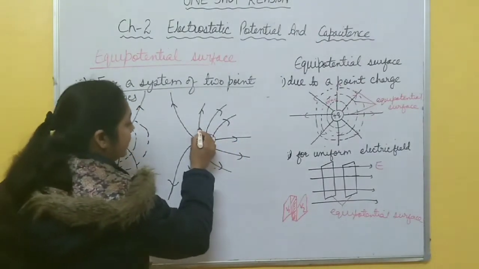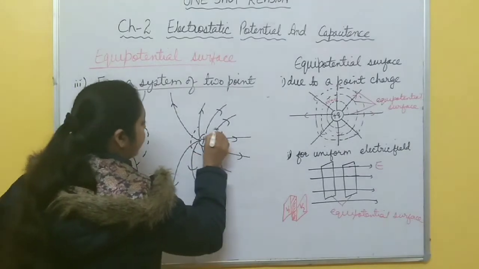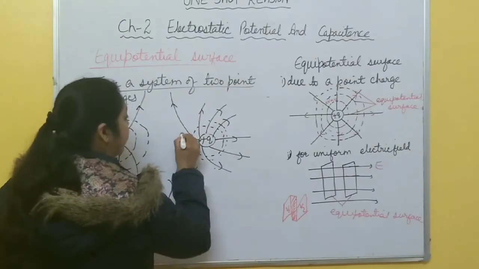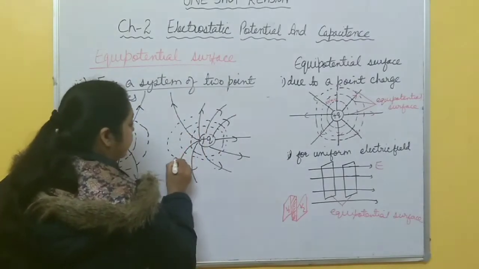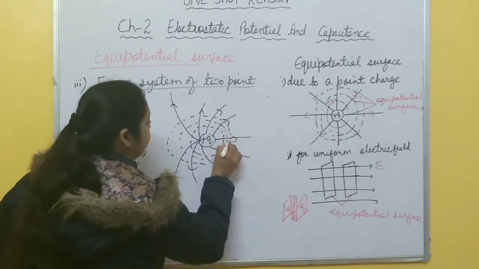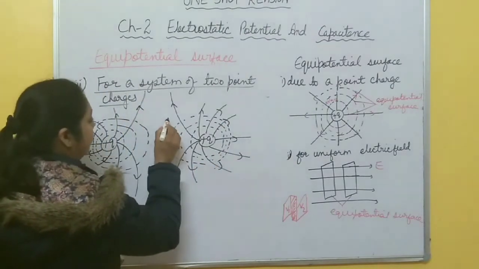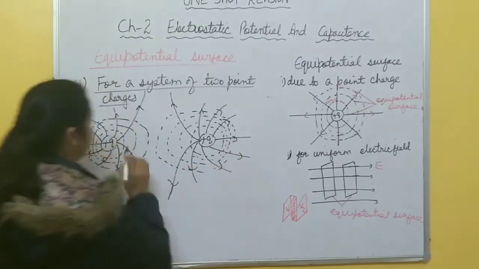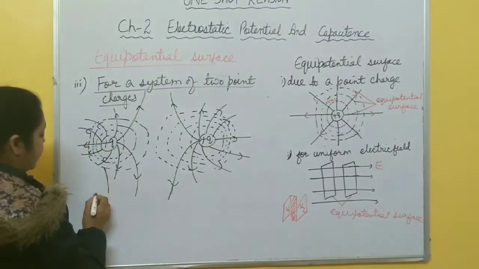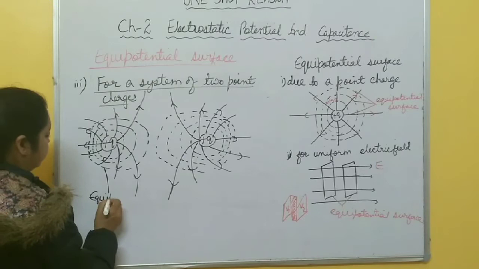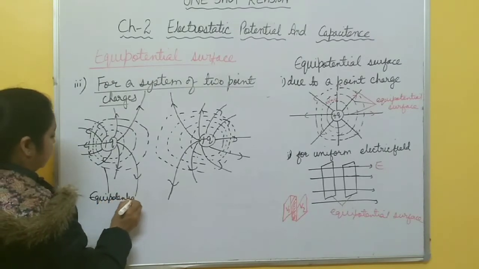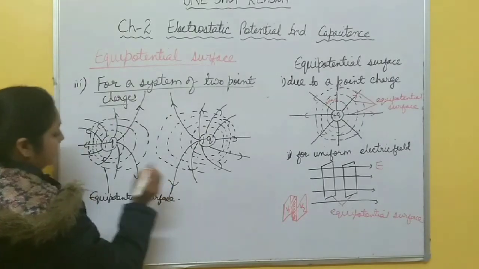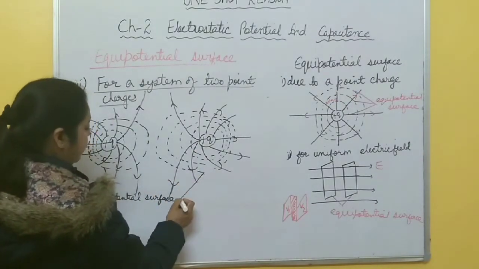Same for these two also, the equipotential surface is like this one. This side, these are closer to each other, and this side they are farther apart from each other. This side they are farther apart, this side they are closer to each other. In this way, you draw equipotential surfaces, right? These are equipotential surfaces, okay?